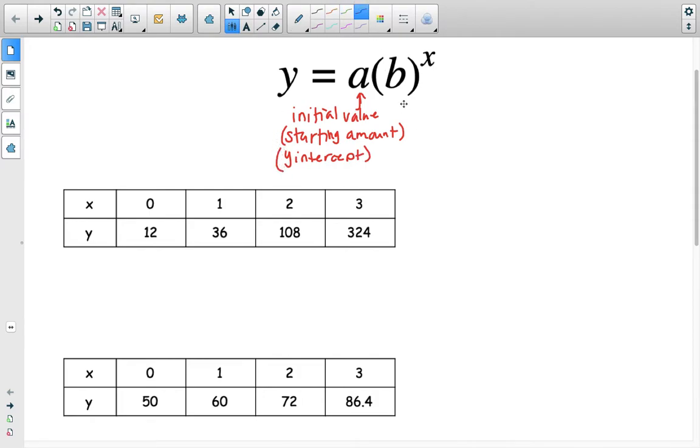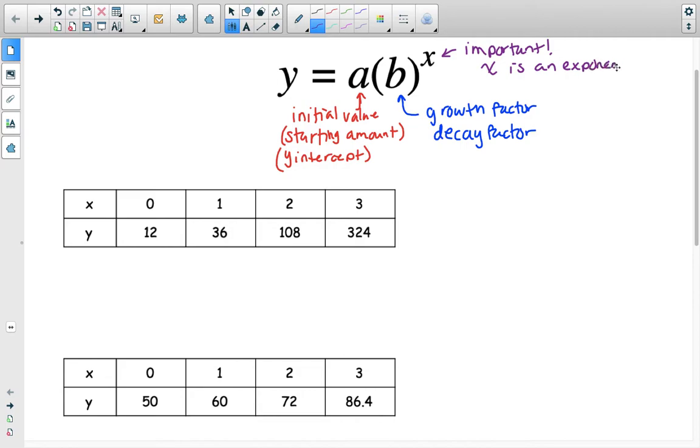The b for exponential growth will be considered your growth factor, which in this case could also be your decay factor, but we're going to deal with the growth factor. This could also be your decay factor, depending on what the value is. What is important is that the x is the exponent. X is an exponent, which is how we know this is exponential.